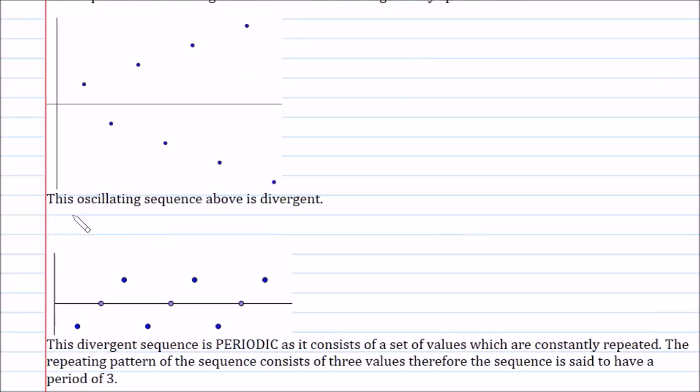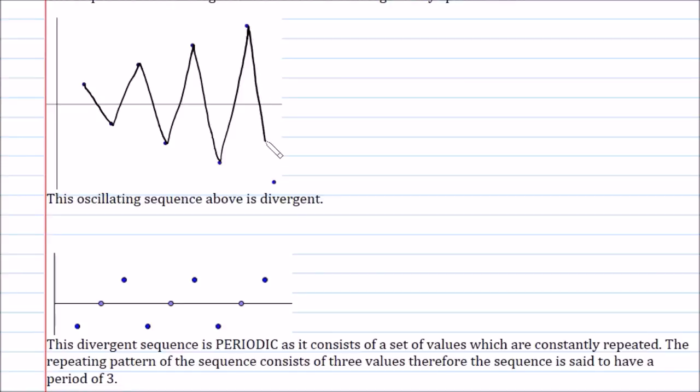And this time we have an oscillating sequence, but this oscillating sequence is divergent. And I'll just join the lines, maybe that will help you see it better. So we're oscillating, and we are not tending towards any specific value, so we are divergent. So we can have an oscillating sequence which is convergent, or an oscillating sequence which is divergent.